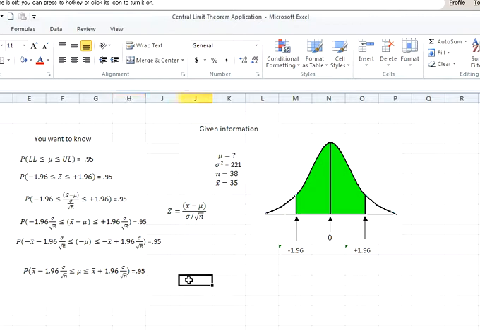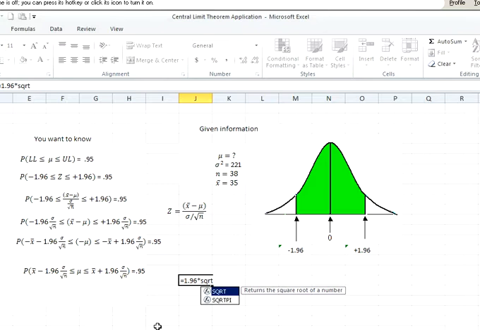Okay, so to compute UL, let's compute this part first. This is called error. So equal to 1.96 times SQRT of 221 divided by 38. Remember, this is sigma, not sigma squared, so you have to take the square root of that. And that is one area where many students make mistakes, okay? So, enter. Now I got the error.